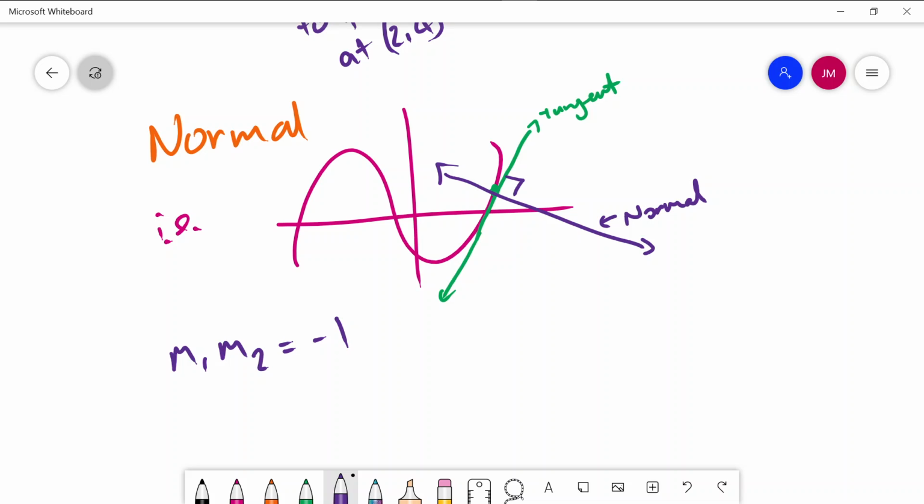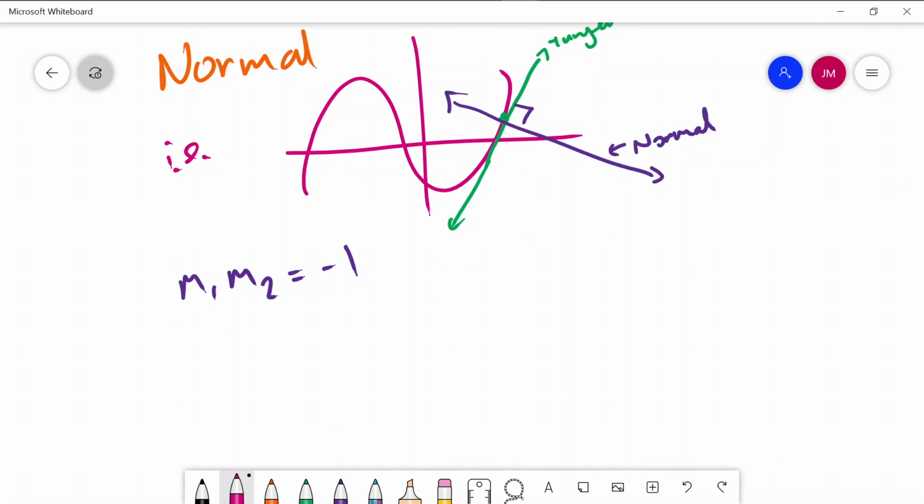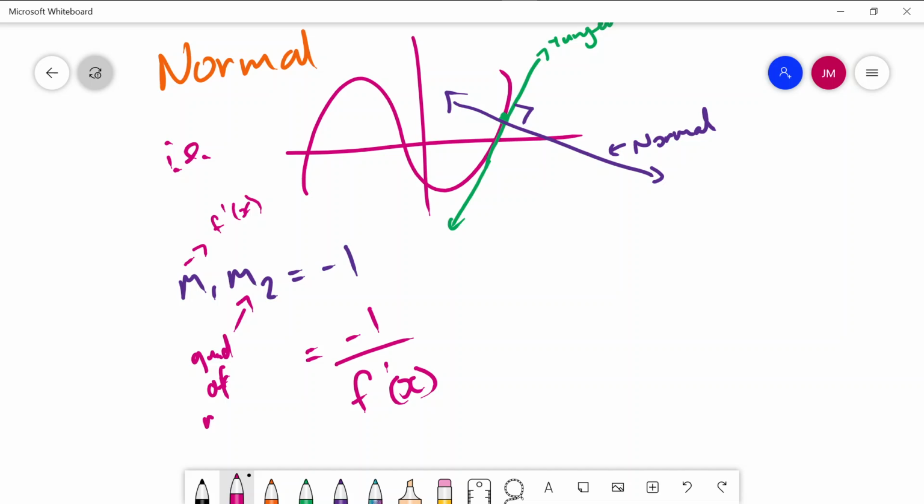So we know that the gradient of the tangent is the derivative. So we can say that the gradient of the normal would be equal to -1 over the derivative at a given point. So m1 is our derivative at that point. So then the gradient of the normal is just the negative reciprocal.